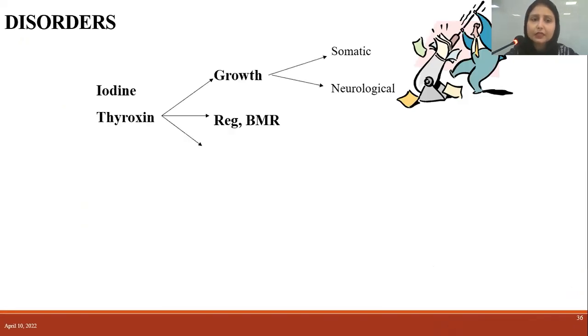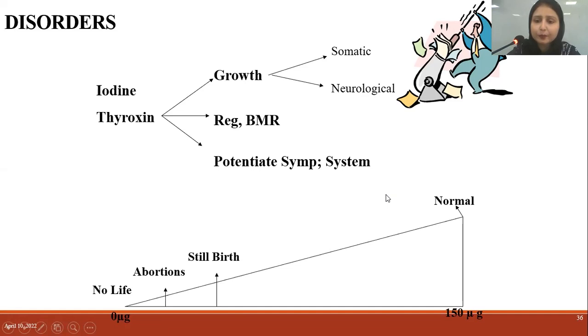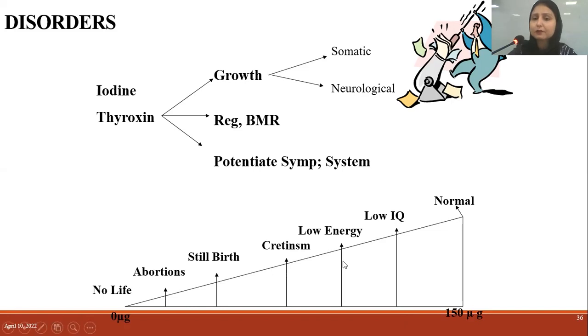So you can see that iodine is important, basically playing a role in growth, in the basal metabolic rate, and neurological development. But you can see in the diagram, we normally require 150 micrograms per day of iodine, but if there is a deficiency at this level, it may cause a low IQ level. At this level, low energy, cretinism, stillbirths, and abortions.